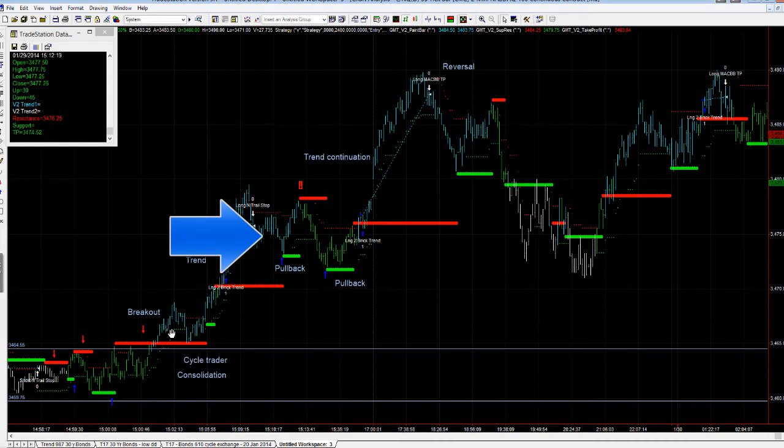We do get a pullback, but we also get a little bit of consolidation here. So those areas of support and resistance, they come into play. Now, obviously, at some point, it doesn't matter what strategy you're trading, that strategy is going to change and evolve into another dynamic of the market.